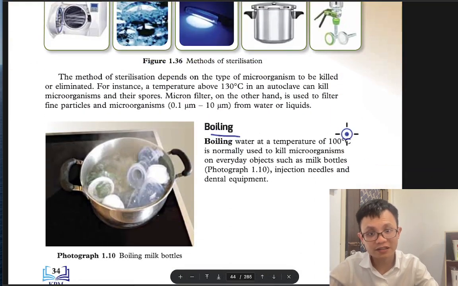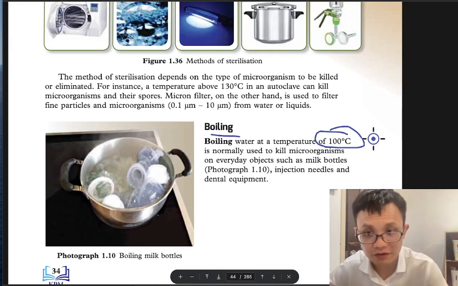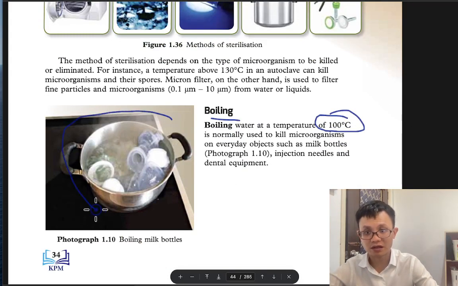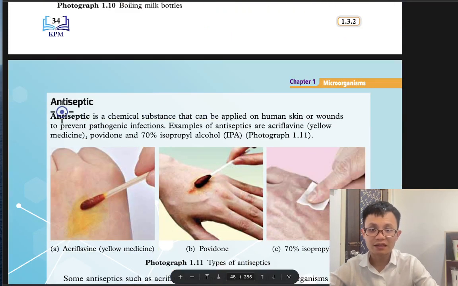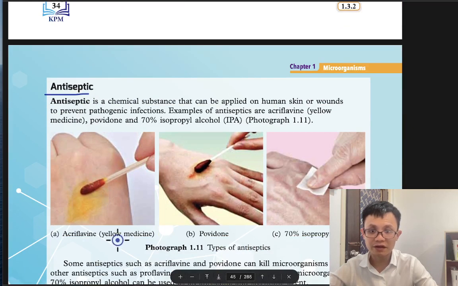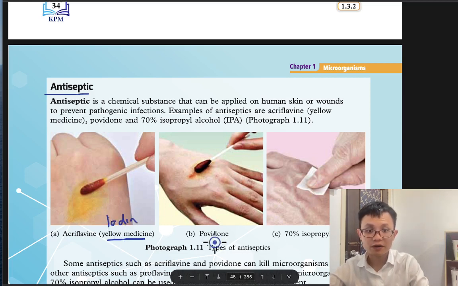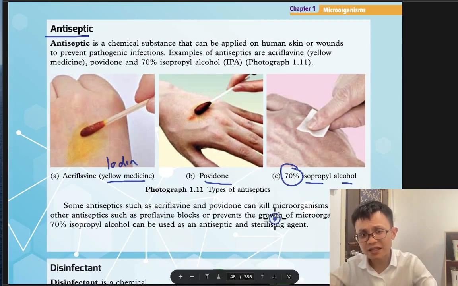Next is boiling. Of course boiling is usually 100 Celsius. Most bacteria will die. So you can see this one, boil the baby bottle milk, a lot of bacteria. Antiseptic, you can use yellow medicine, iodine, if you remember iodine, another name for yellow medicine, Povidone, or isopropyl alcohol 70%. So usually 70% is quite strong. You can buy these three at the pharmacy also.